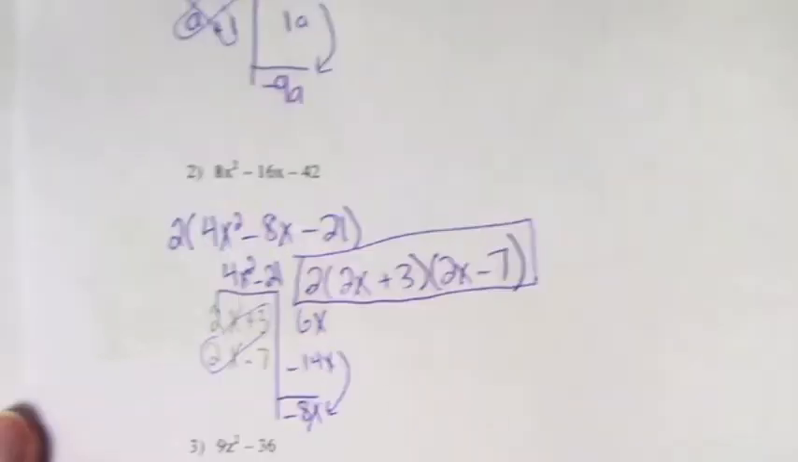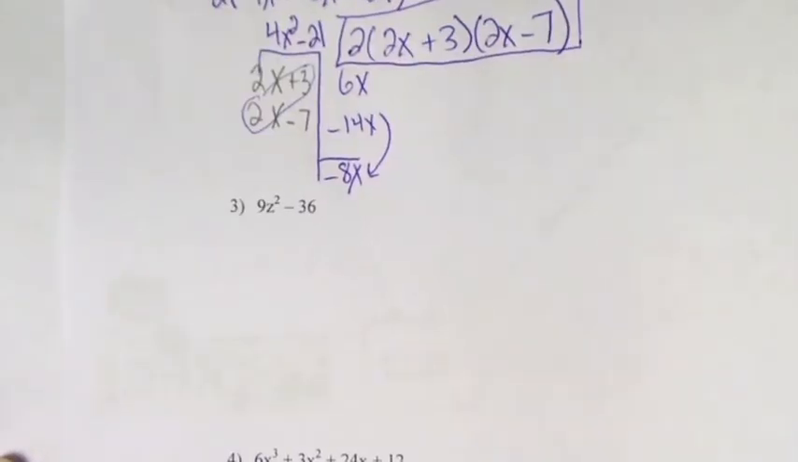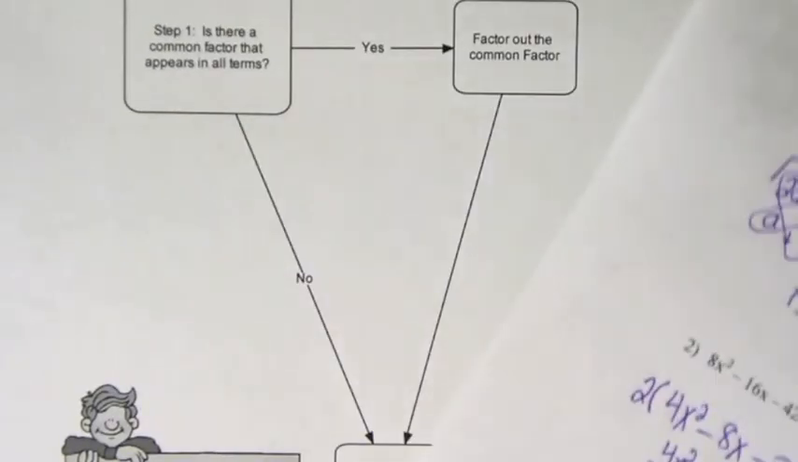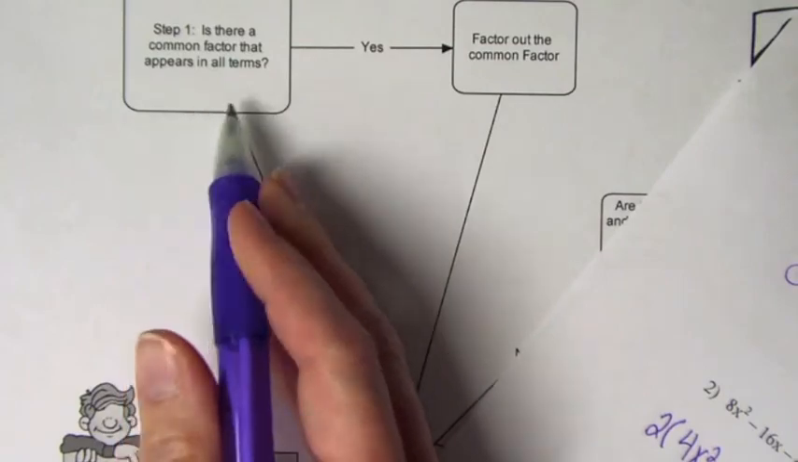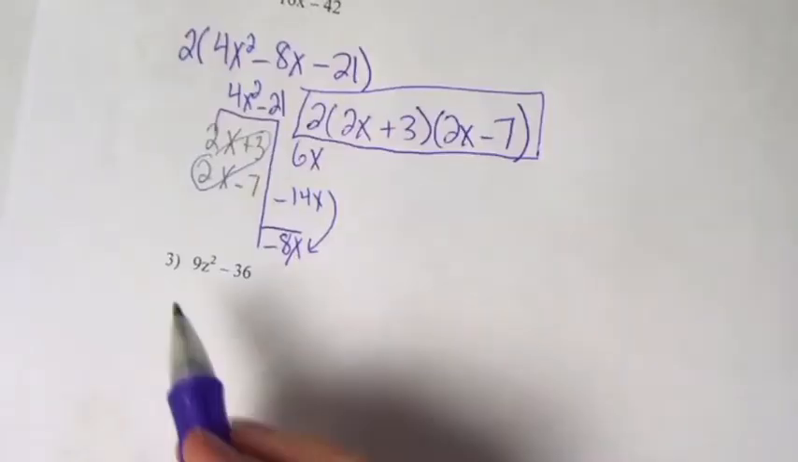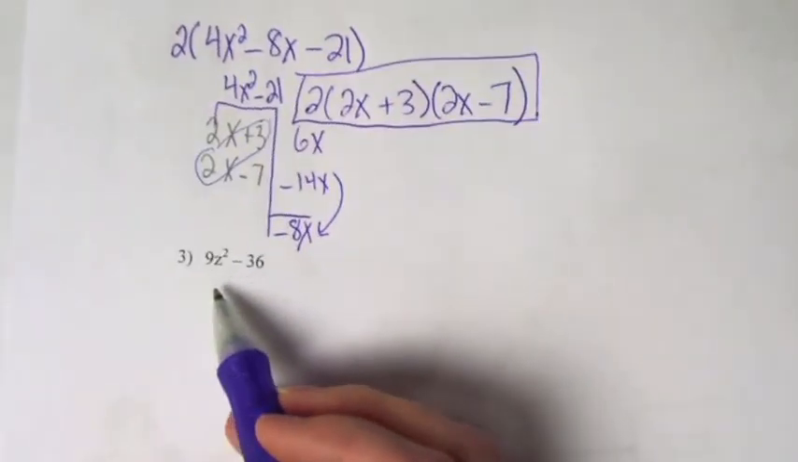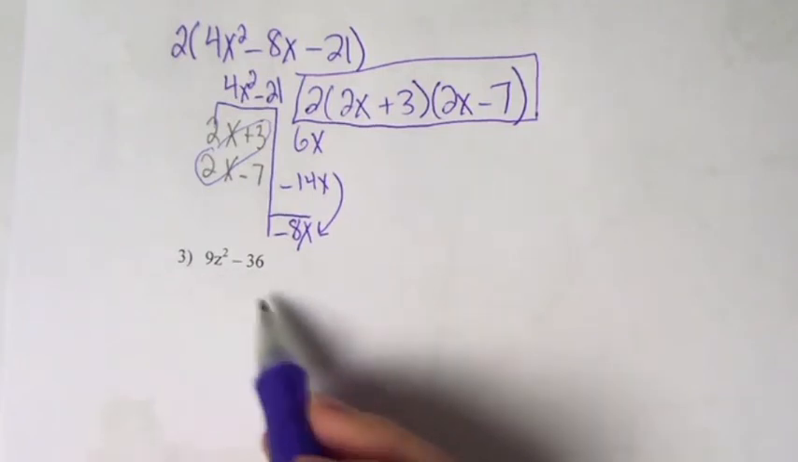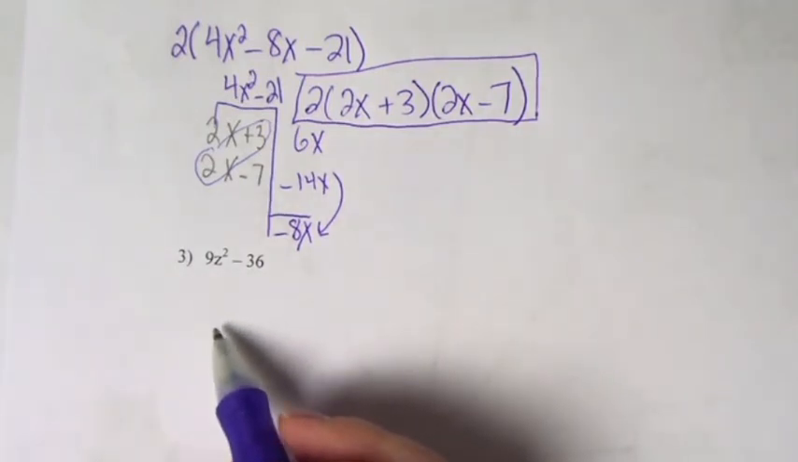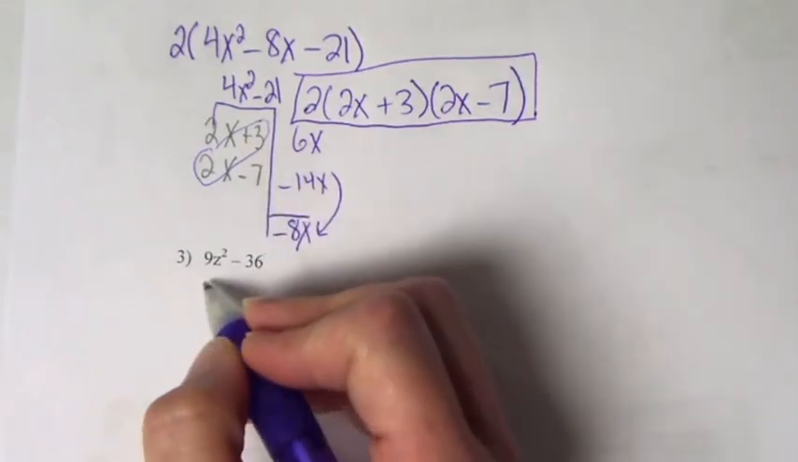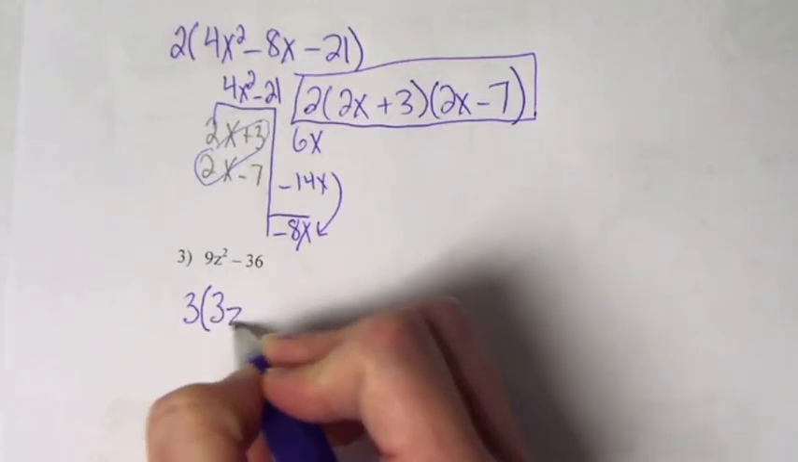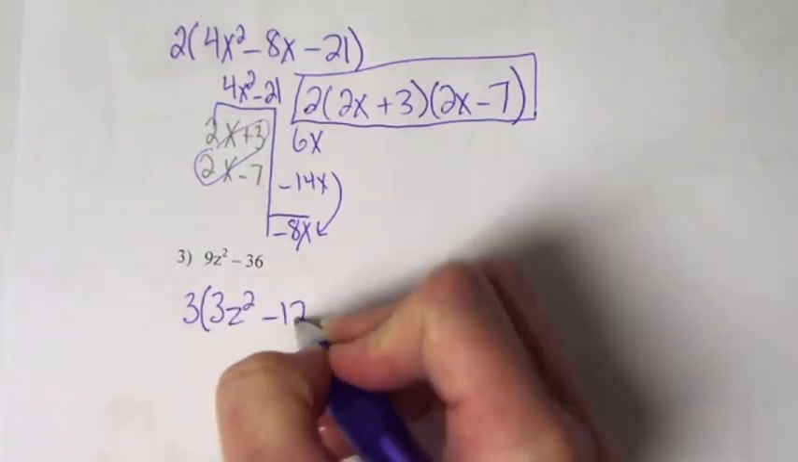Okay, let's do another one where we use the flow chart here. We have 9z squared minus 36. So let's look and see the first question. Is there a common factor that appears in all terms? 9 and 36, if we think about those numbers, you should be able to figure out that 9 times 4 gives you 36. So 9 is a factor of each of those. So we've got to factor that out before we can do anything. So we're going to factor that out. So we have a 3 that's got to come out. And then what's left here is 3z squared minus 12.